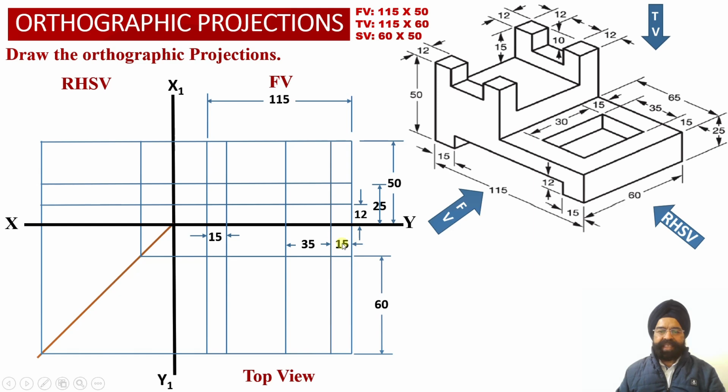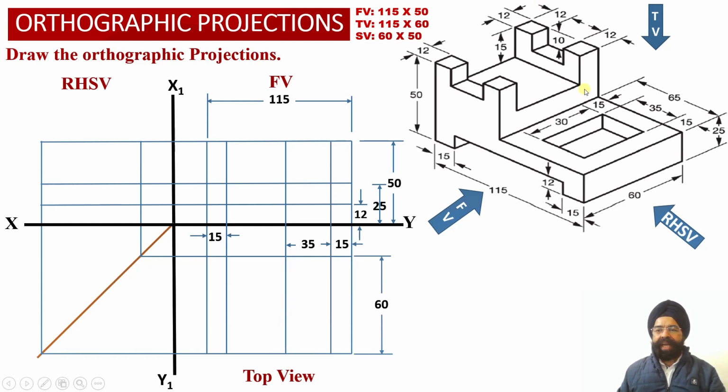So we have already marked this distance of 15 millimeter over here. Now from this face, we have marked a distance of 35 millimeter towards the left hand side portion of this solid, and now we are able to obtain another vertical projector line corresponding to this rectangular slot which is available in the top surface of this horizontal web, that is element number 1 over here. And this vertical projector line we have also extended into the top view projections.